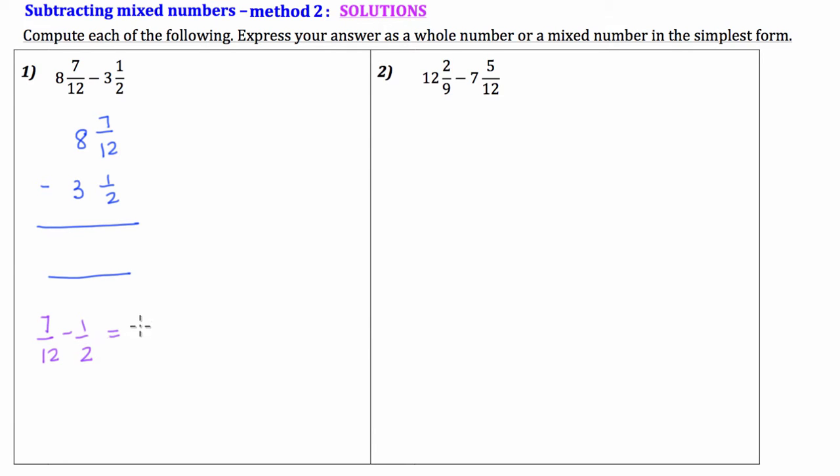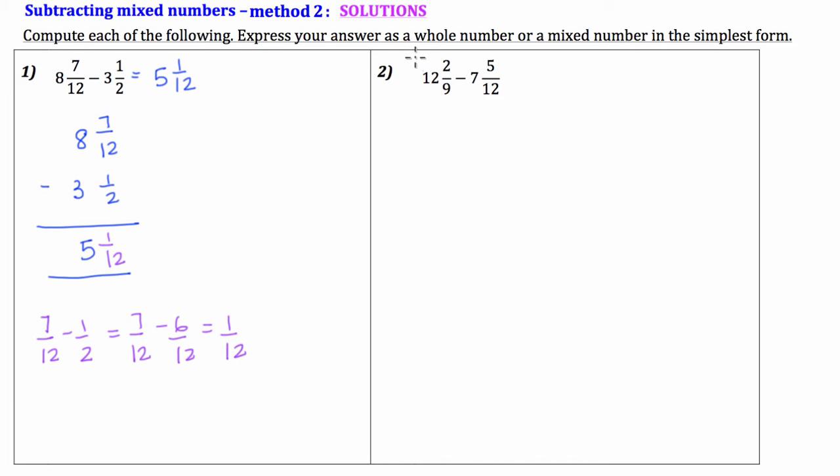So 7/12 minus 1/2 is the same as 7/12 minus 6/12, and that is equal to 1/12. So I'll write that here. And 8 wholes minus 3 wholes equals 5 wholes. So the answer to this is 5 and 1/12.